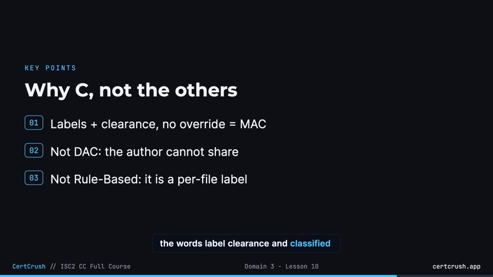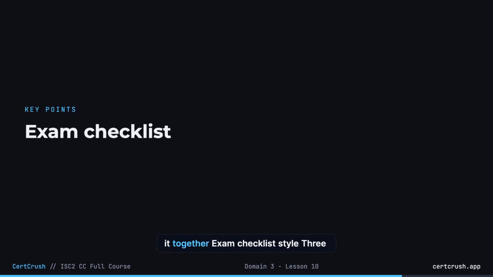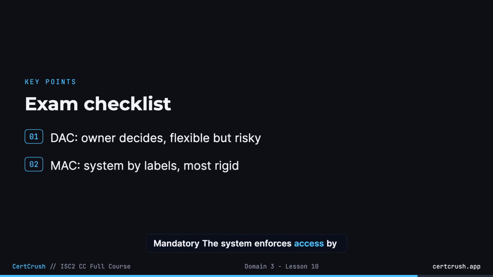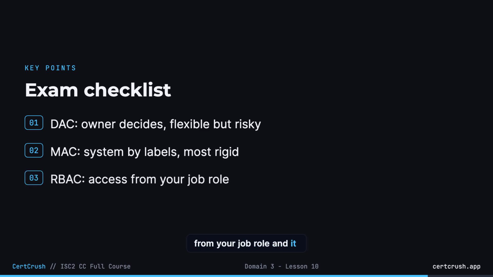Let me pull it together. Exam checklist style. 3 models. DAC, discretionary. The owner grants access at their discretion. Flexible, but risky. MAC, mandatory. The system enforces access by labels and clearance, the most rigid, built for classified worlds. RBAC, role-based. Access comes from your job role, and it scales. And on the edge, rule-based applies one rule to all, while attribute-based uses attributes.